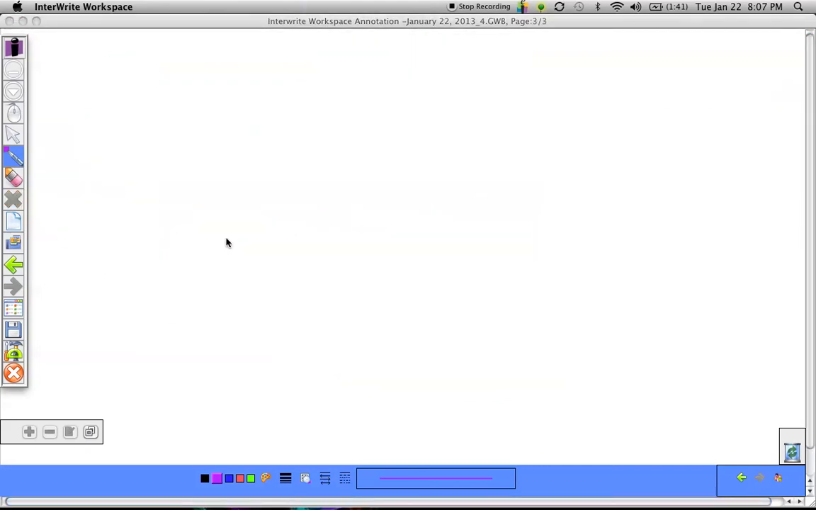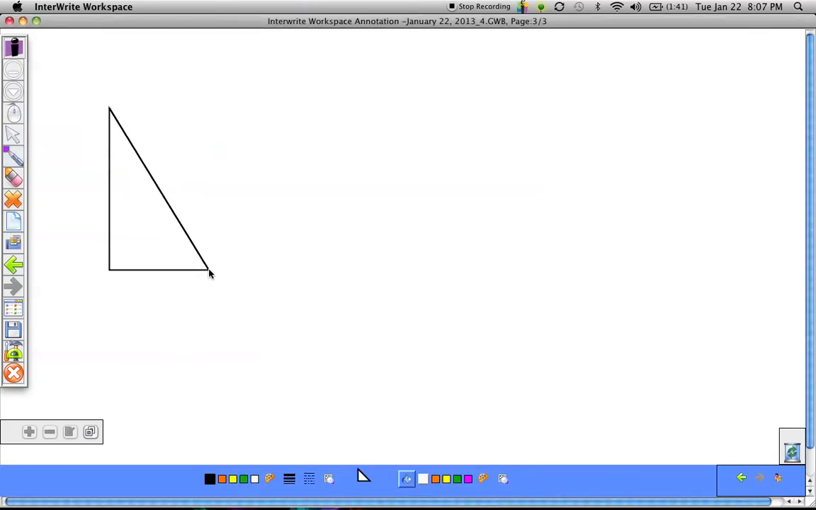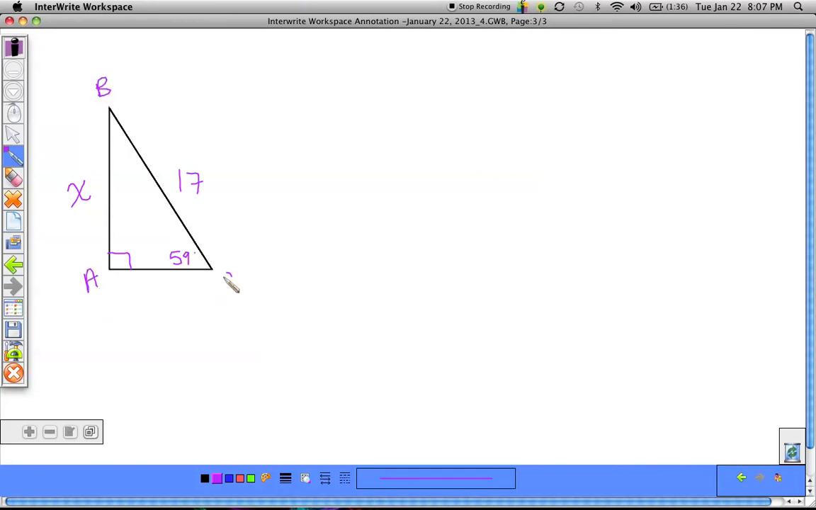Okay, we'll do one more problem that's from your homework. So let's set this up, and we'll put our little right angle in there. So with this one, this is x, and our hypotenuse is 17. This angle down here is 59 degrees. All right, so we're going to use 59 degrees. I guess we should label our triangle. We'll label it ABC. Really original.